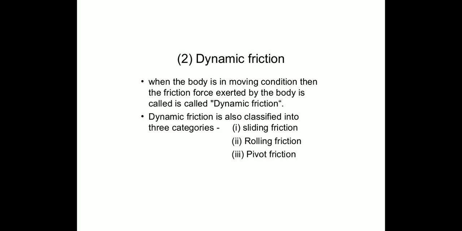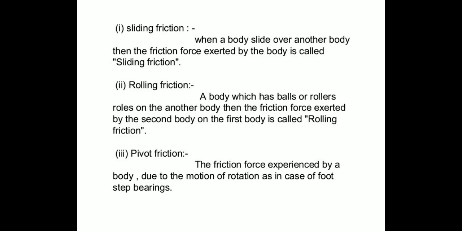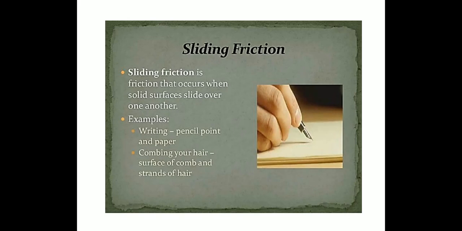Dynamic friction: when the body is in motion condition, then the friction force exerted by the body is called dynamic friction. The dynamic friction is also classified into three categories: one, sliding friction; two, rolling friction; three, pivot friction. Sliding friction: when a body slides over another body, then the friction force exerted by the body is called sliding friction. Rolling friction: a body which has balls or rollers rolls on another body, then the friction force exerted by the second body on the first body is called rolling friction. Pivot friction: the friction force experienced by a body due to the motion of rotation, as in case of footstep bearings.